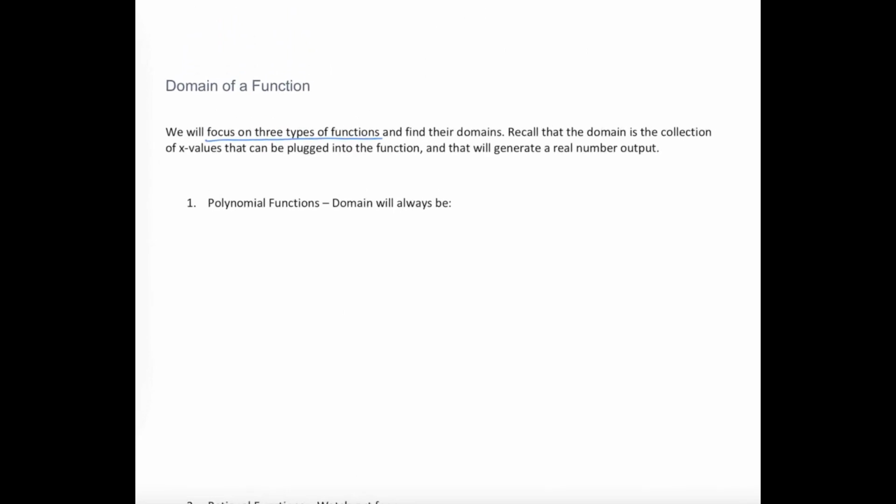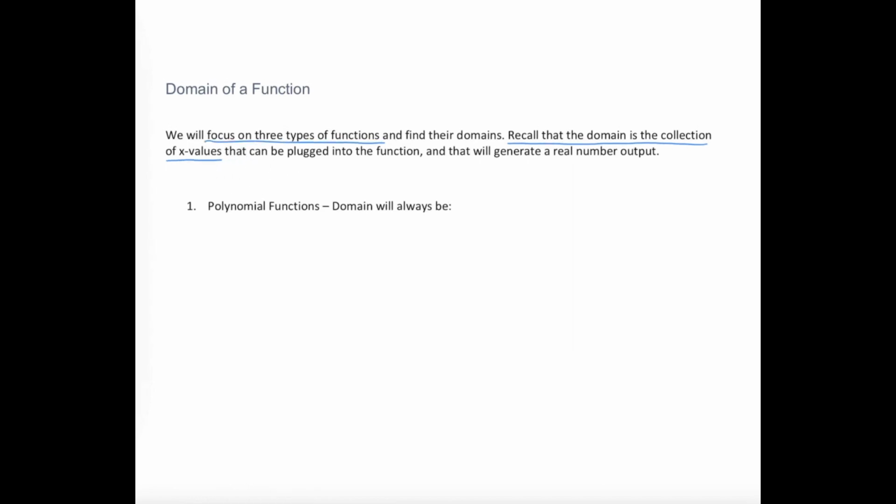So first of all, let's recall that the domain is simply the collection of the x values that are in the entire set of ordered pair solutions, right? So remember, a function is a collection of ordered pairs, and we just want to see who all the x values are in that collection. Well, the problem is that there are infinitely many of them, and so when we think about this from an algebraic perspective, we need some tools.